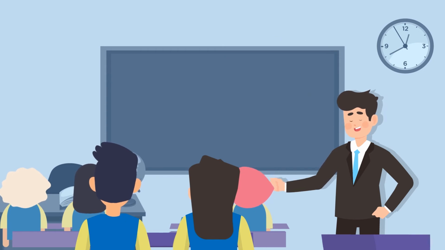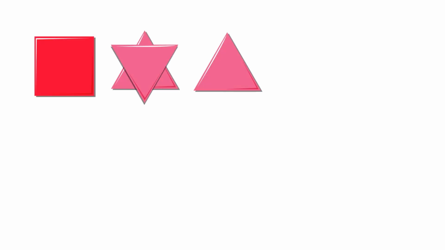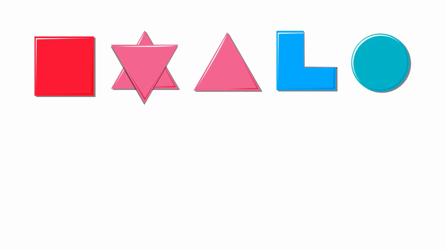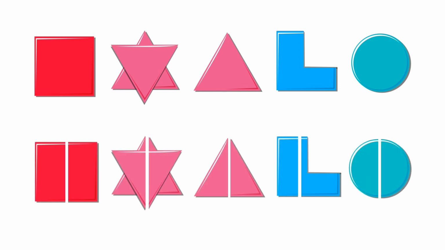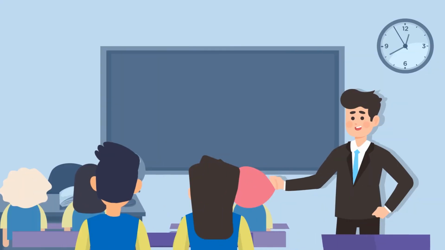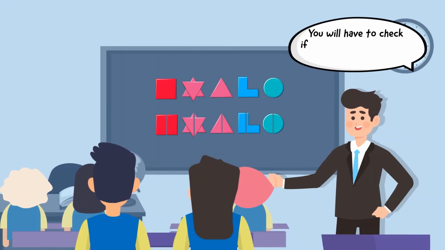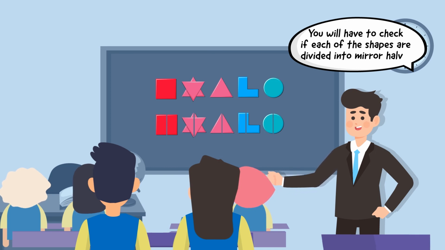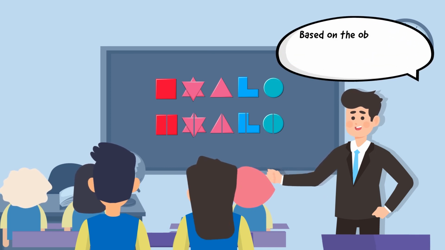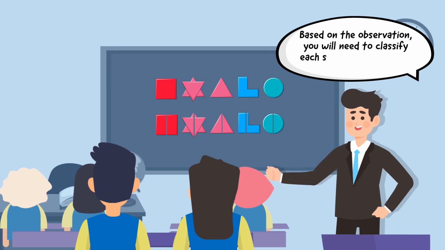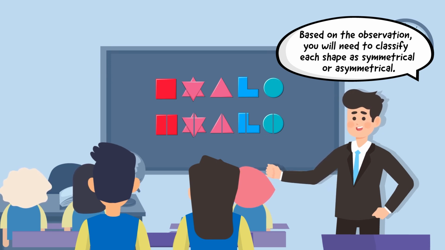For the activity, the students will have to draw some shapes such as a square, a star, a triangle, a jigsaw puzzle piece, and a circle on a used piece of cardboard that they can find at their homes. Inform the students that once they have drawn the shapes, they will need to cut the shapes out and divide each shape into half. After that, they will have to check if each of the shapes are divided into mirror halves. Then, based on their observation, they will need to classify each shape as symmetrical or asymmetrical.